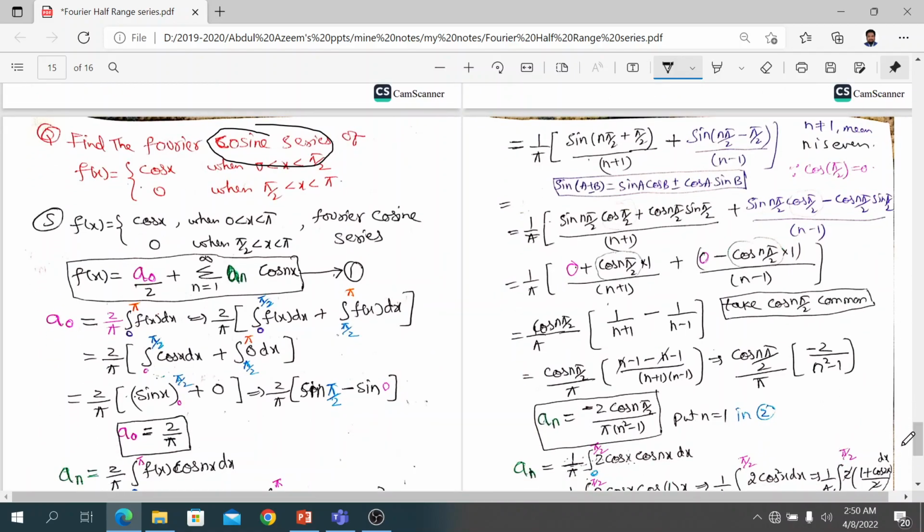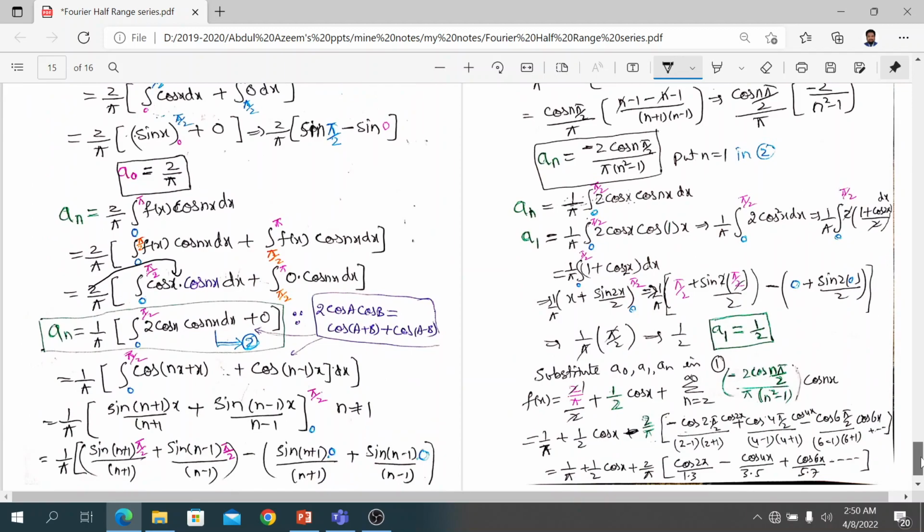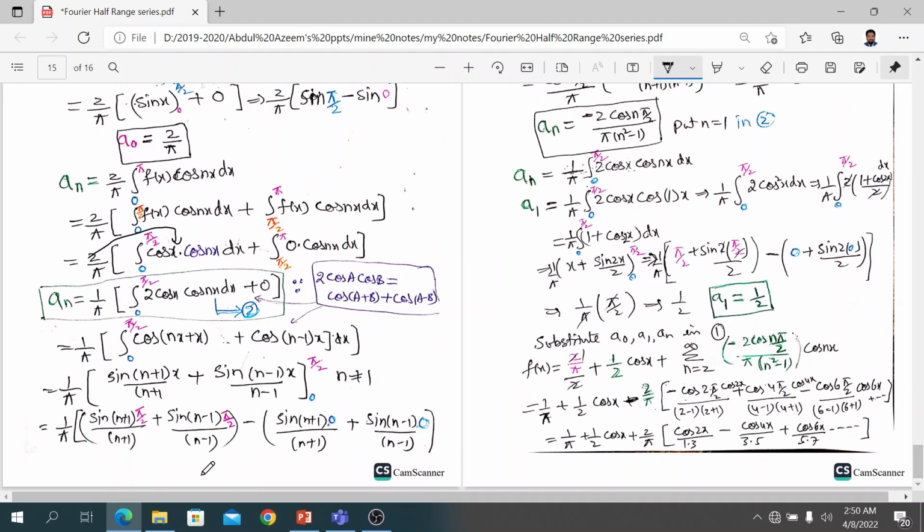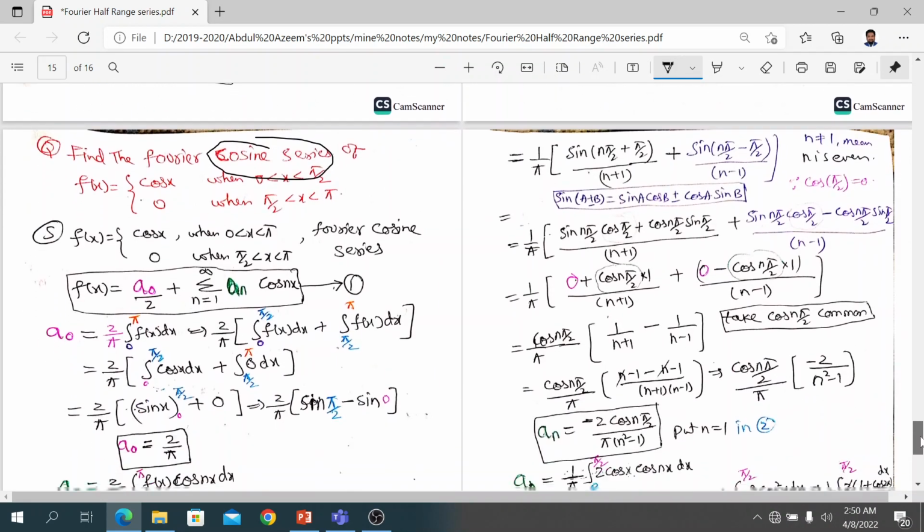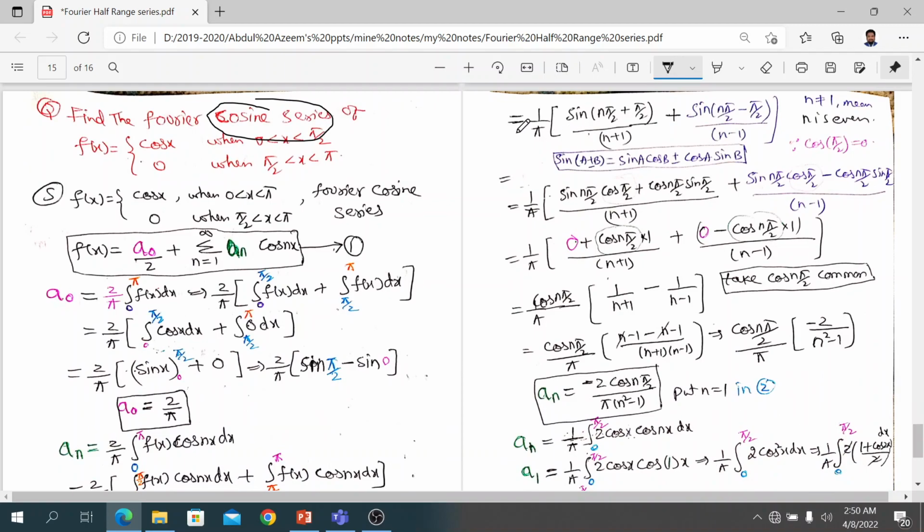So this one becomes 1 by pi, sin(n pi by 2 plus pi by 2) by n plus 1 and sin(n pi by 2 minus pi by 2) by n minus 1. See here, n not equal to 1, it means n is even, since 1 means odd. So here cos pi by 2 value will be 0.